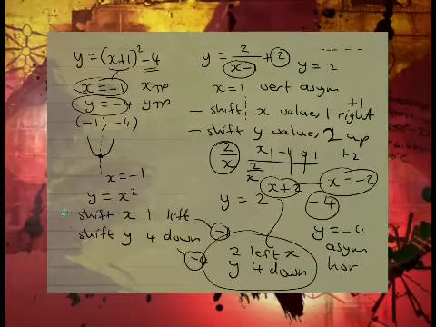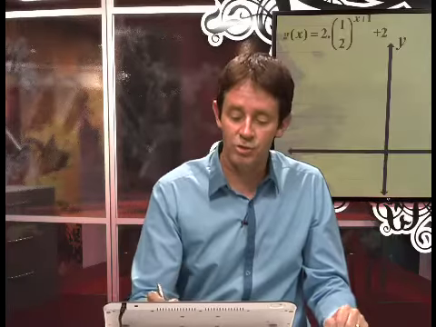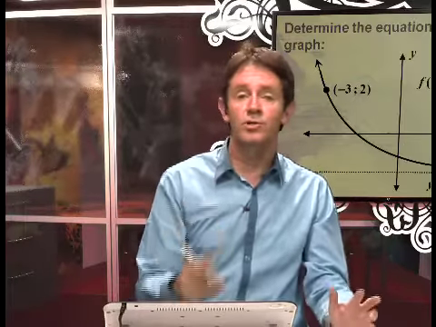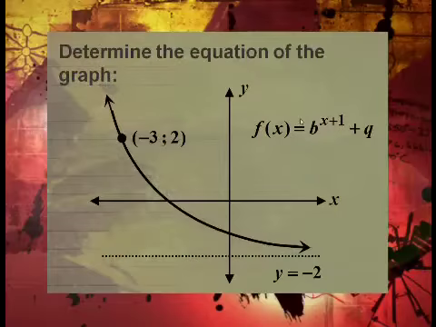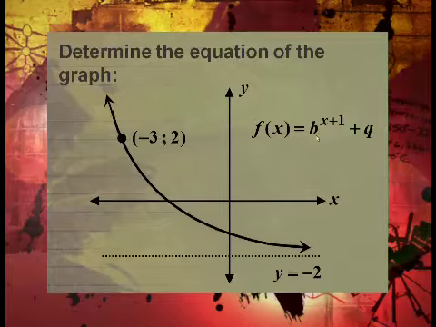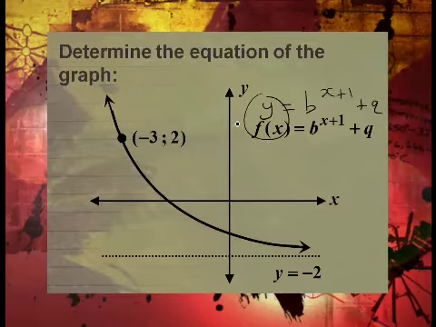Now what I want to do is take you back to one further example, one final thing. Determine the equation. They give you an exponential graph. Look at the picture there. They give you a point on it. They give you the horizontal asymptote, and you are then asked to find the value of b and q. In other words, the equation. And very importantly, remember that y is equal to b to the (x plus 1) plus q. The f(x) is always y.